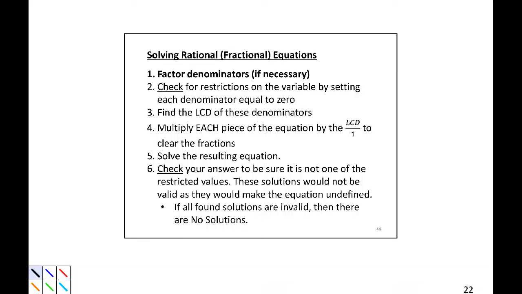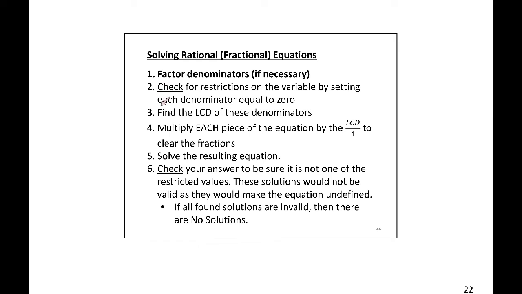Types of equations we're going to be working with in this section. The first is solving rational or fractional equations. Our steps go as follows. Factor denominators if necessary. We may not always have to do this, but if we can, we need to.